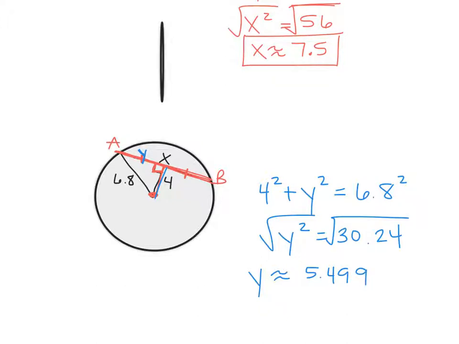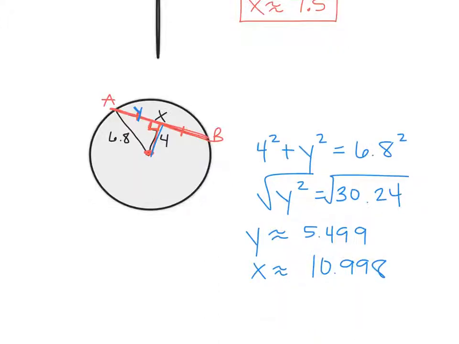We want the whole chord. So you're just going to double that. So go times 2, and you get to the nearest tenth. It comes out to this, 10.998. What is that to the nearest tenth? 11. It's not 11. To the nearest tenth.